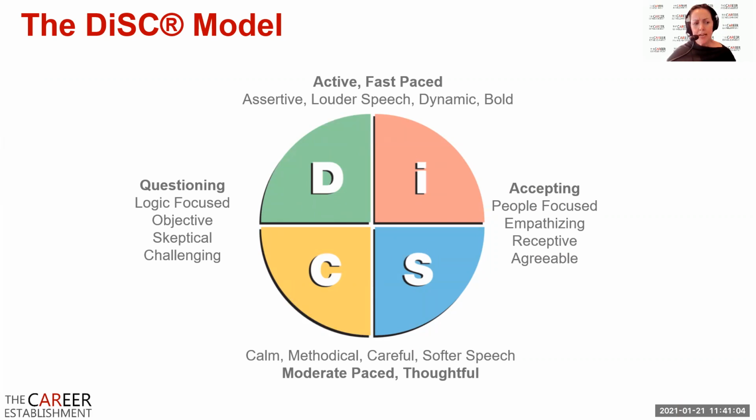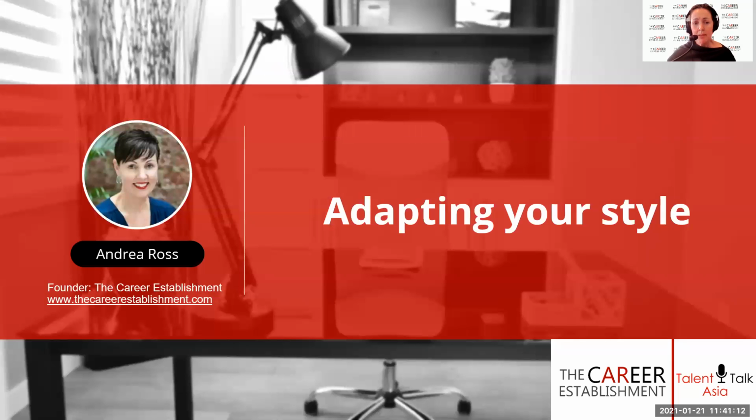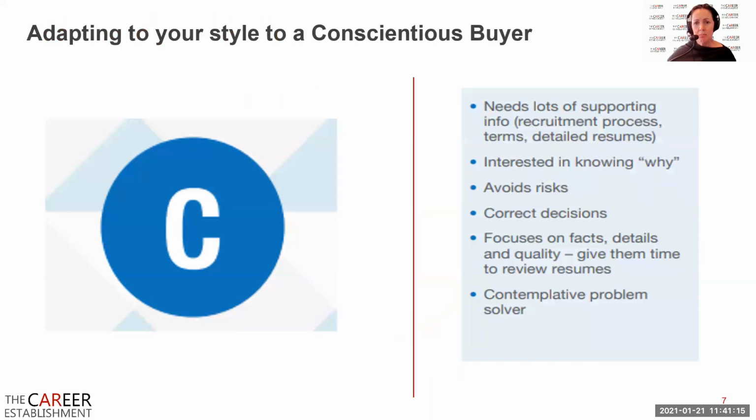They're more on the process. How are you going to go about it? What are your sourcing channels? How long is that going to take? They're really going into quite a lot of detail on that. They may well be a conscientious style buyer. And so what does that mean for you? It doesn't matter what your style is. It doesn't matter whether you're a D, an I, an S, a C.